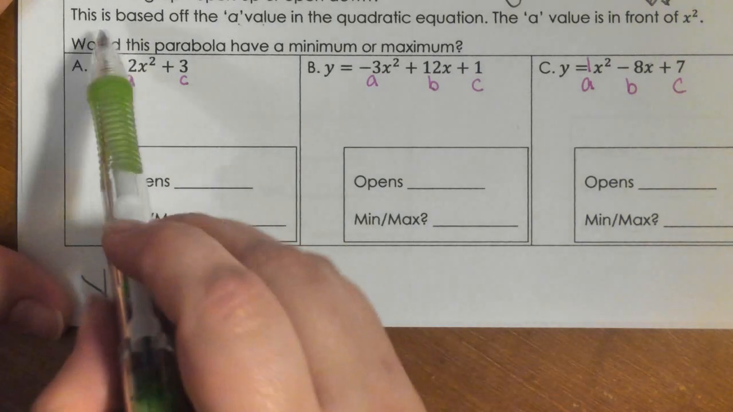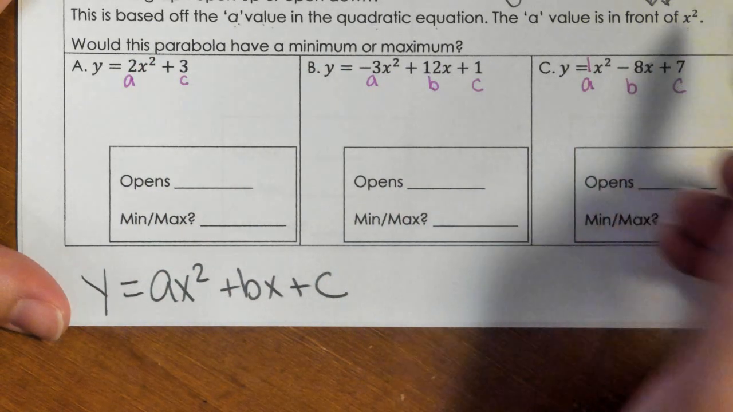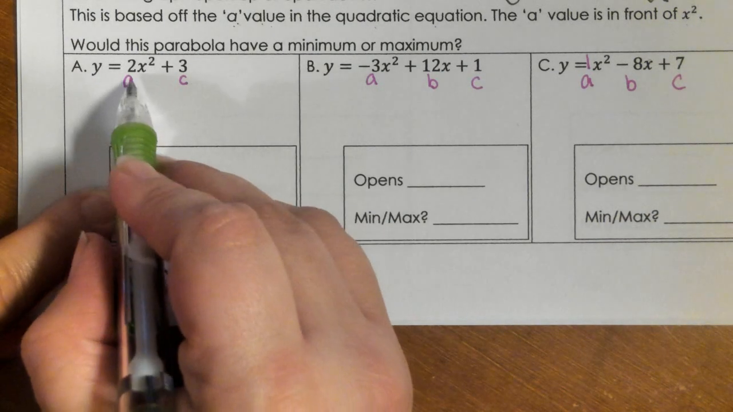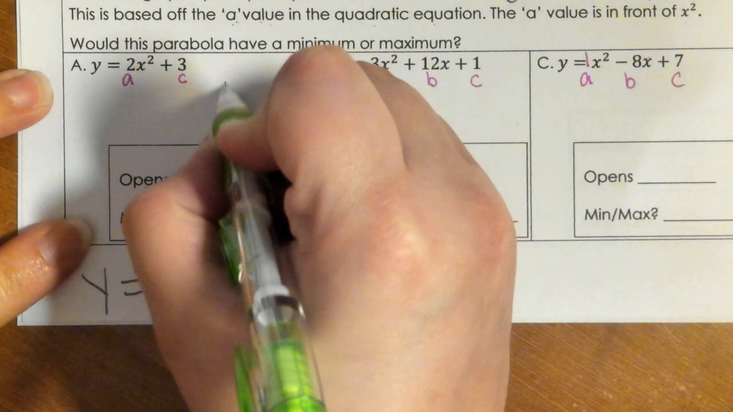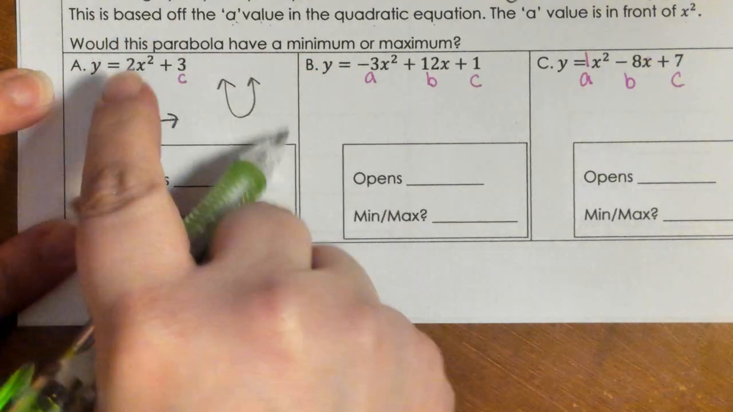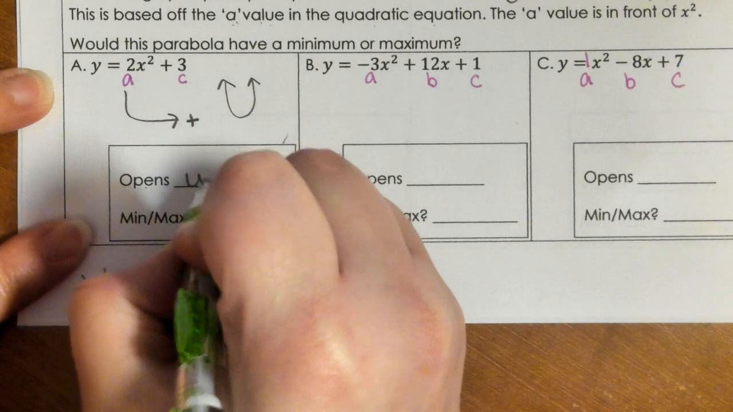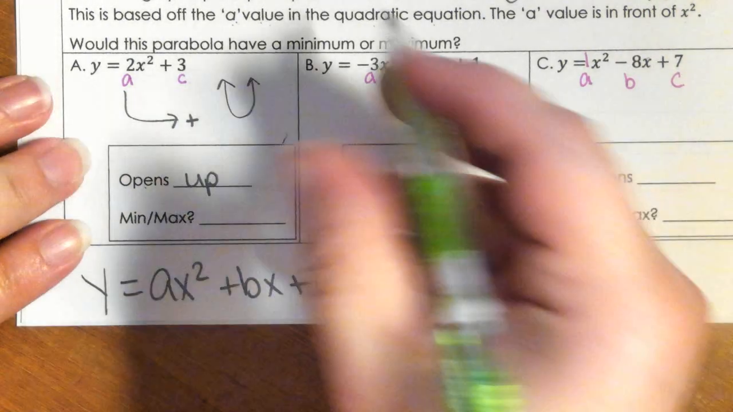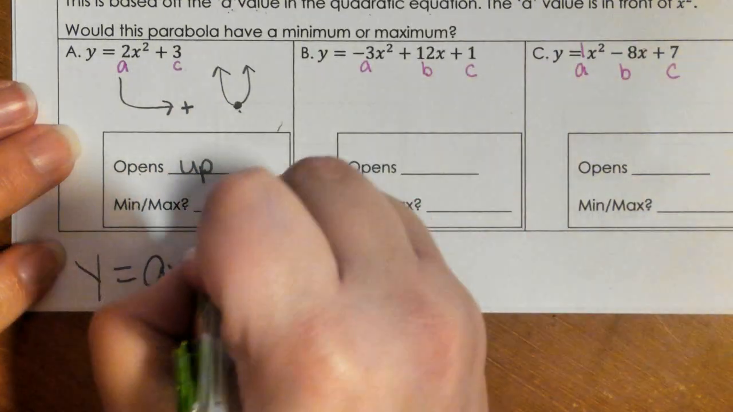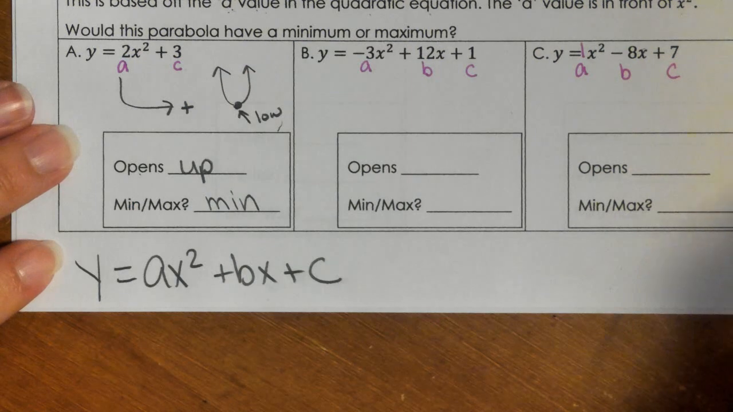Okay, it says this is based off the a value in the quadratic equation. The a value is in front of x squared, so we discussed that. If the a value is positive, okay, that's a positive 2, then your parabola goes up like this. So a was positive, it goes up, so this opens up, and that means that the vertex would be down here, and that's the low point, so that would be a minimum. That is a low point.